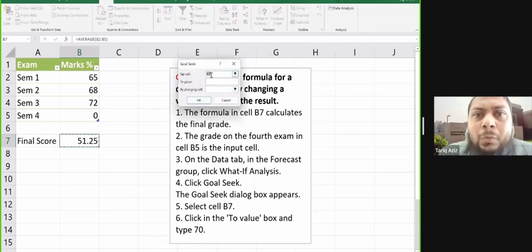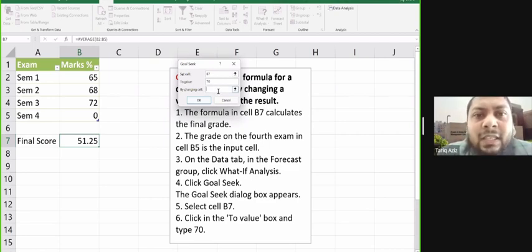There are three options. Set cells. So we have to select the outcome here. So our outcome is the final score. It is already selected here. Then it is asking two values. Set cell B7 to what? So we want the outcome to be 70. So 70 has been selected here.